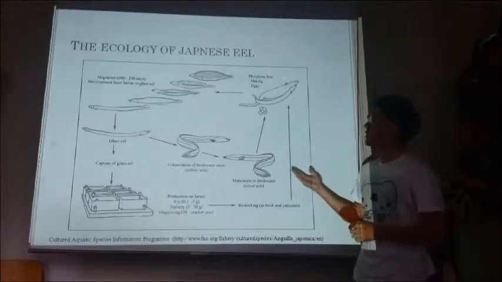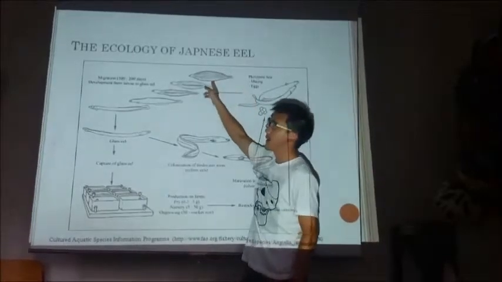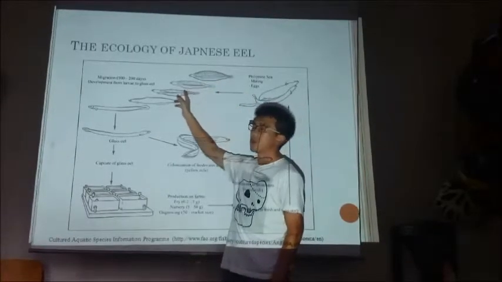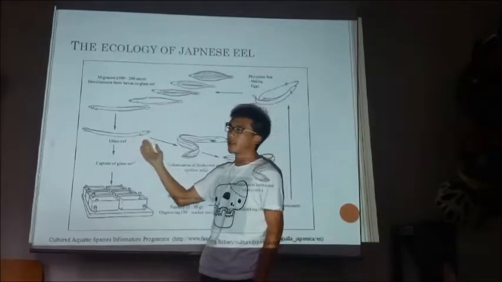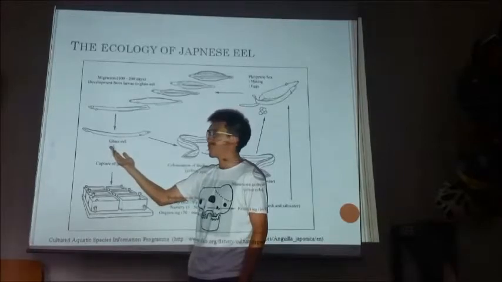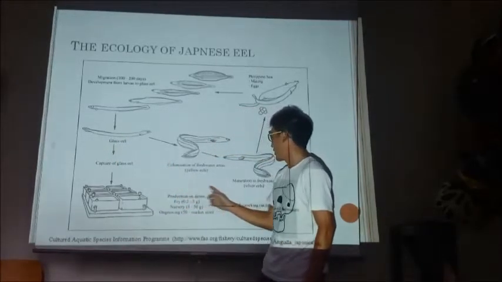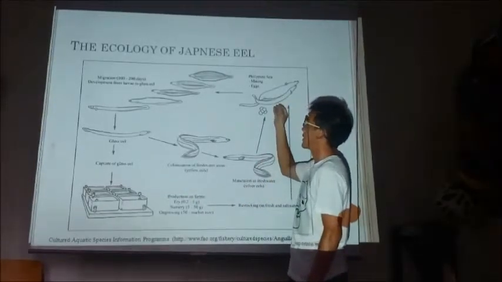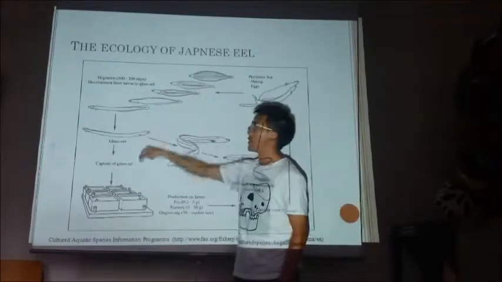Okay, this is the ecology of the Japanese eel. First, they hatch from eggs into a leaf-like larva, and these larvae go with the current. They don't swim, and then they grow into glass eels, and from here they go to estuaries and into fresh water and grow into yellow eels, and then silver eels. And they will mature, and they will mate and go back and hatch eggs, and this goes on.